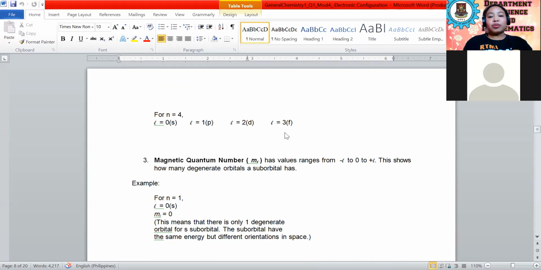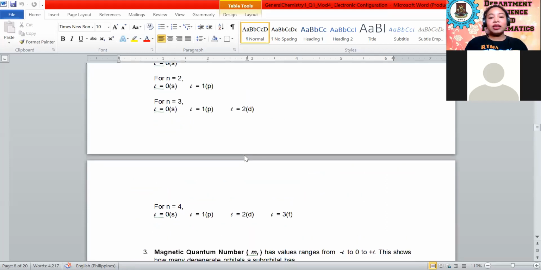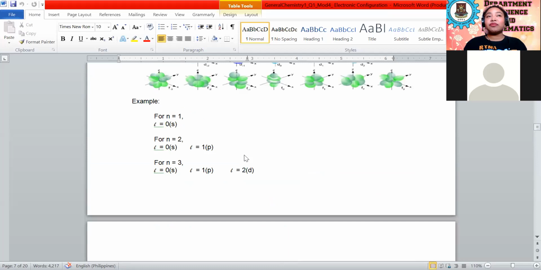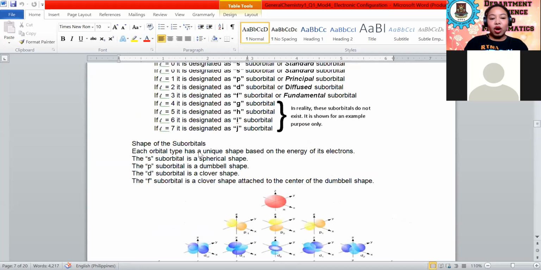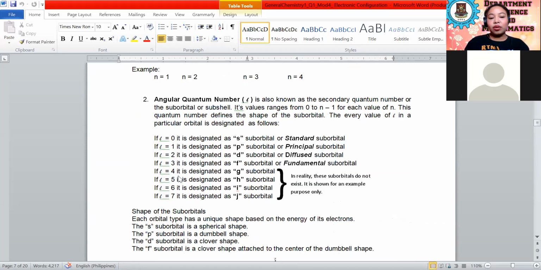So what if n is equal to 5? If n is equal to 5, remember that 5 minus 1 is 4. And going back here, L is equal to 4 is designated as G, which is part of the non-existing orbitals. So even if you reach n is equal to 5, the maximum L that you can give is 4.